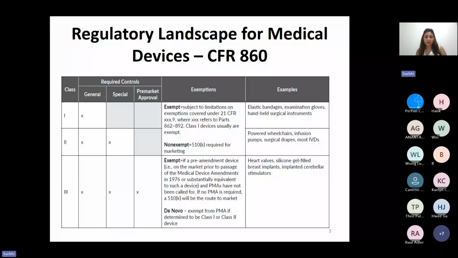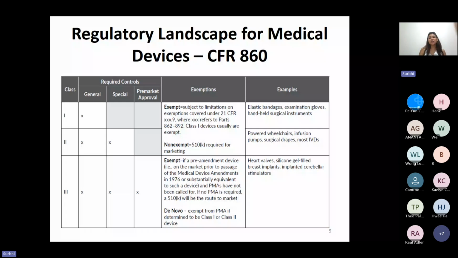So in the US, if you are class 1, then there is no need for clinical evidence, you just need to do the registration and listing and you can directly start selling. And the ones that are non-exempt, for example class 2, require a 510K submission. Some examples of class 1 and class 2 are bandages, gloves, examination gloves, handheld surgical instruments, powered wheelchairs, surgical drapes, etc.